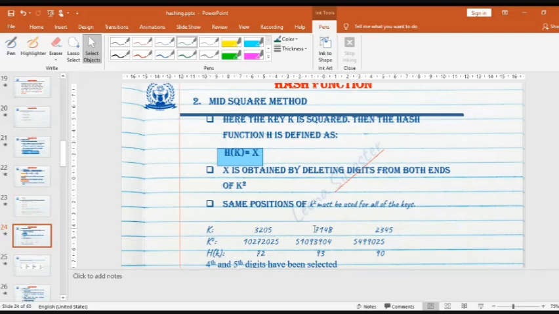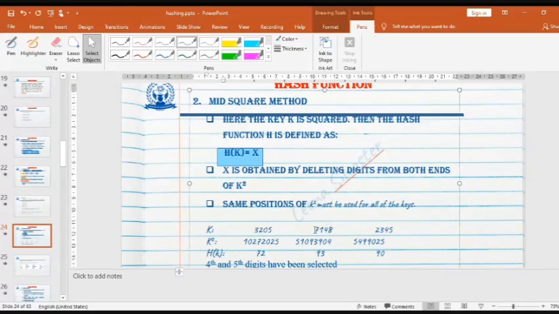So actually, these keys are like this. Three keys are given: 3205, 7148, 2345. So these are the key values. First, it is written that h of k equal to x, and x is obtained by deleting digits from both ends of k square. So we have to find k square. K is given, so from this k we can find k square. The square of 3205 will be this number. The square of 7148 will be this number. The square of 2345 will be 5499025.